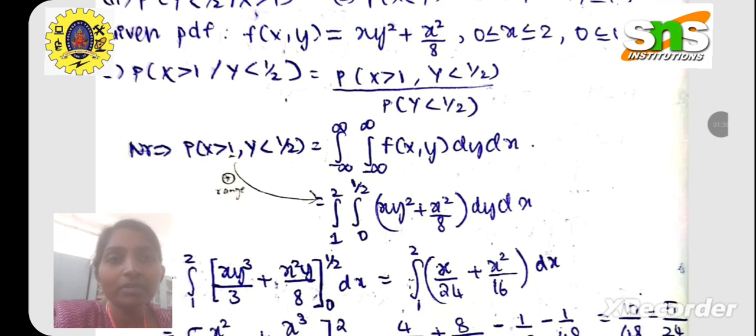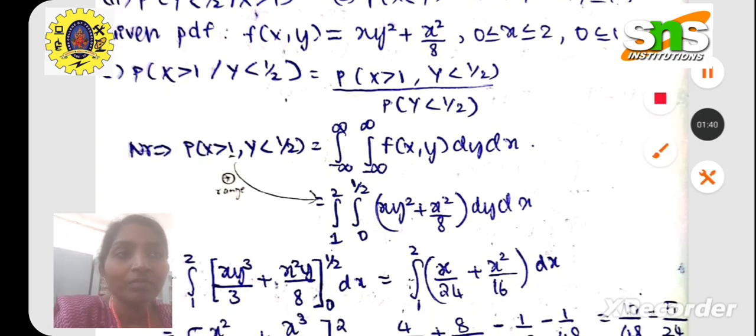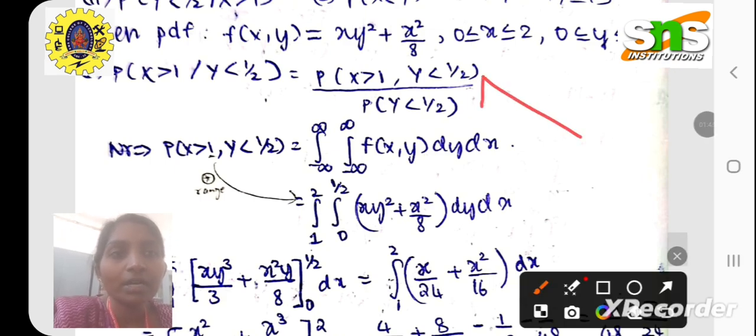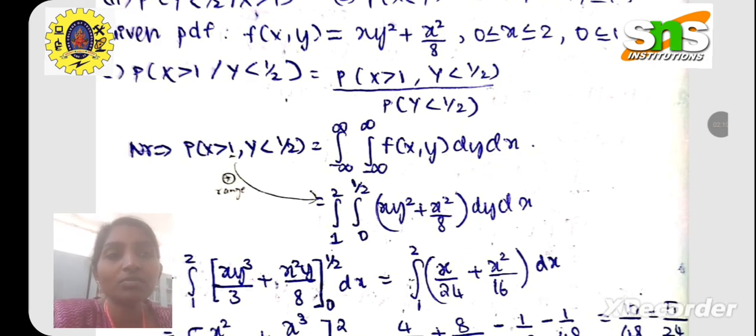So now we have taken the numerator alone here. What is our numerator? Probability of x greater than 1 and y less than 1 by 2, the intersection of these two. So what is that? Which is equal to the double integral from minus infinity to infinity of the probability density function f of x comma y dy dx. We have to integrate with respect to both the variables y and x, since we are dealing with the two-dimensional random variable here.